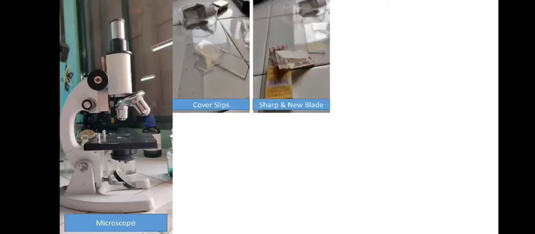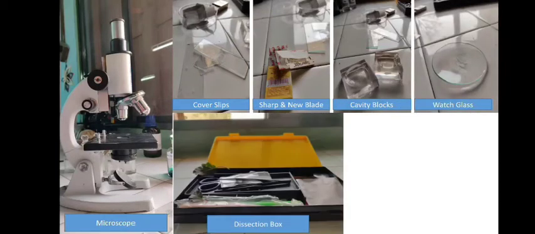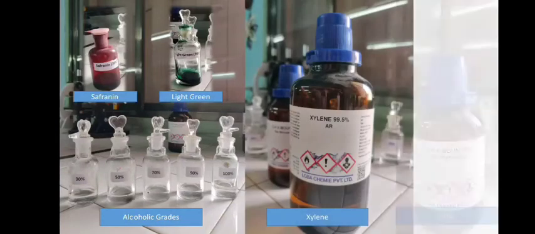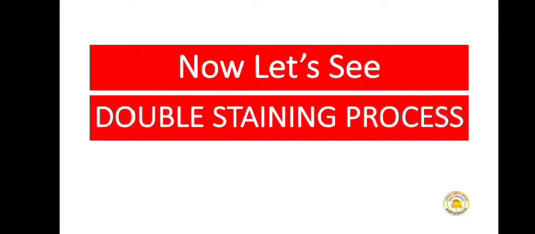So we need microscope, cover slips, sharp and new blade, cavity blocks, watch glass, dissection box, filter paper, alcoholic grades such as 30% alcohol, 50% alcohol, 70% alcohol, 90% alcohol and 100% alcohol. Dyes such as safranin and light green, xylene, DPX, etc. Now let's see double staining process.